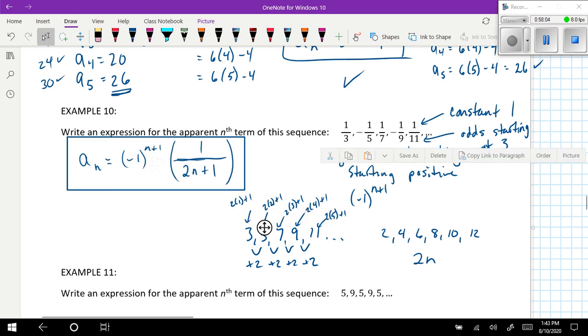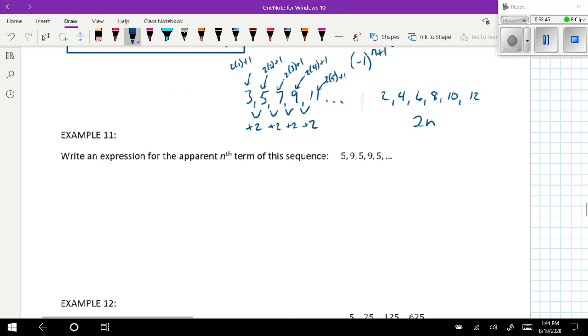Do I have enough math on my paper here to justify what it was I was doing? I indicated my numerators were constant. I indicated my denominators were the odd numbers starting out at 3. I indicated the signs were alternating, starting positive, so it's -1 to the n plus 1. And you can know that right off the top of your head, okay? So 2n was 2, 4, 6, 8, 10, 12. So 2n plus 1, if we add 1 to each one of these, we get 3, 5, 7, 9, 11, 13, and so on. All right, I hope that makes good sense to you.